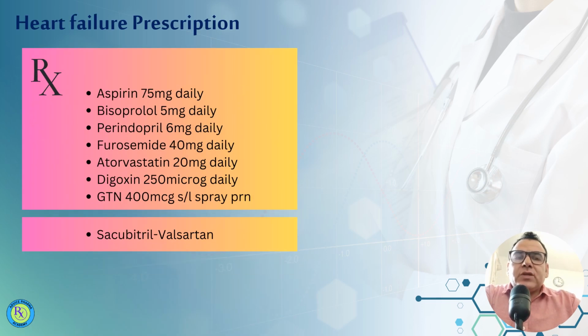As we mentioned, heart failure is a syndrome. So you can identify a heart failure patient from his list of medications, which may include medications like those listed here: aspirin, bisoprolol as a beta blocker, perindopril as an ACE inhibitor, a diuretic like furosemide, atorvastatin, digoxin, of course a very famous medication for heart failure, and trinitroglycerin spray, and a very famous new medication which is sacubitril valsartan. So if you see a patient on a list of these medications, you will identify this one as a heart failure patient.